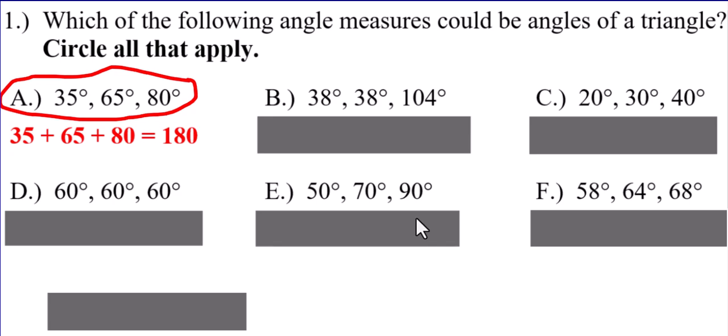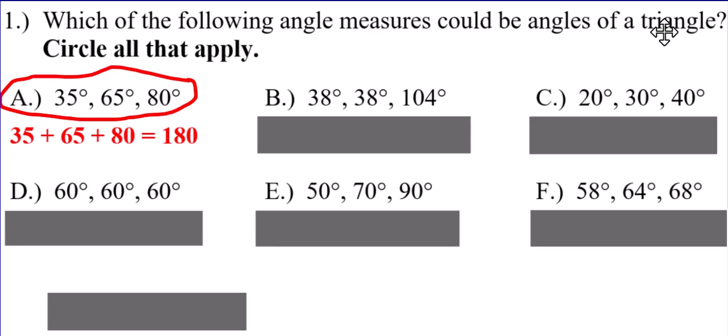So hit pause, check out choice B, choice C, choice D, choice E, choice F. Show your work. I gave you enough room, I believe, on the paper to show the work. Add their angles, see if it gives you 180 degrees. If it does, then yes, they could be angles of a triangle. So hit pause, do number 1, and then hit play to see if you got them right.